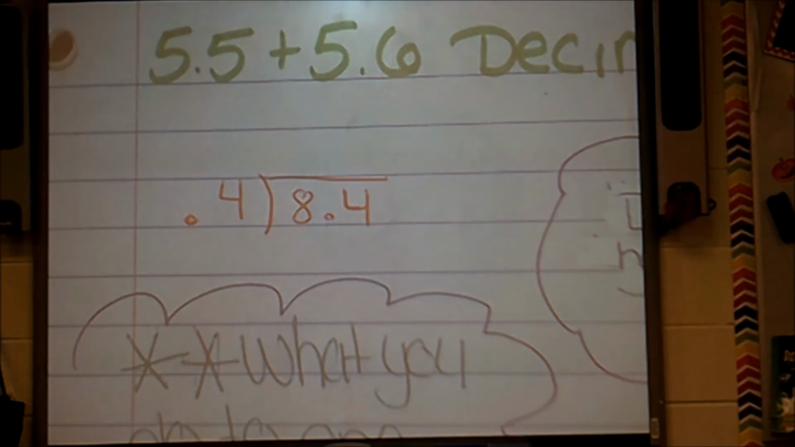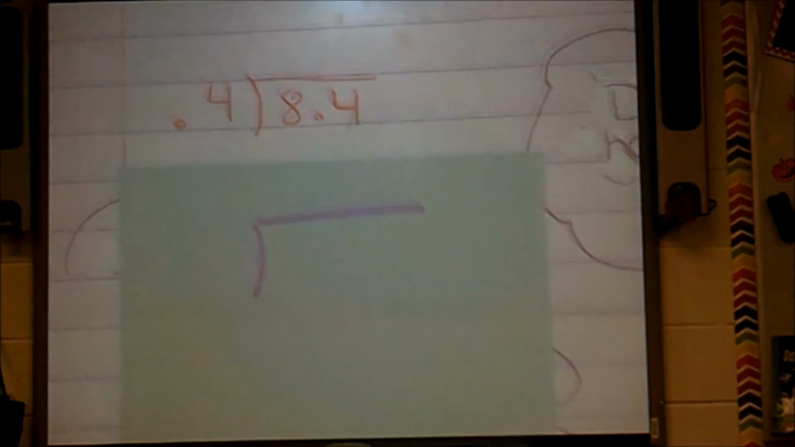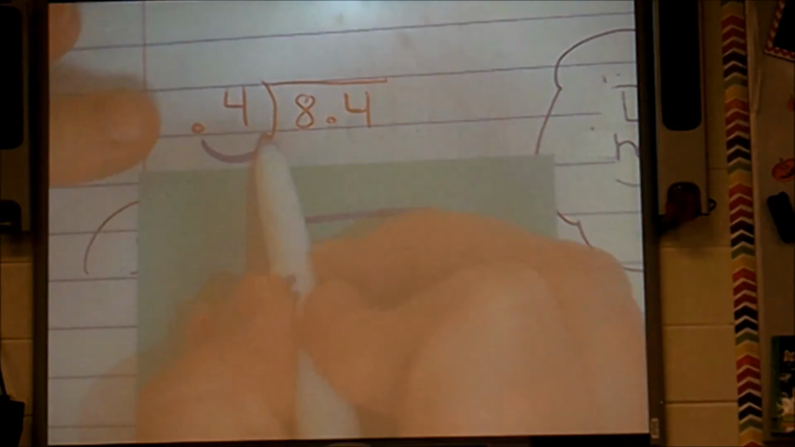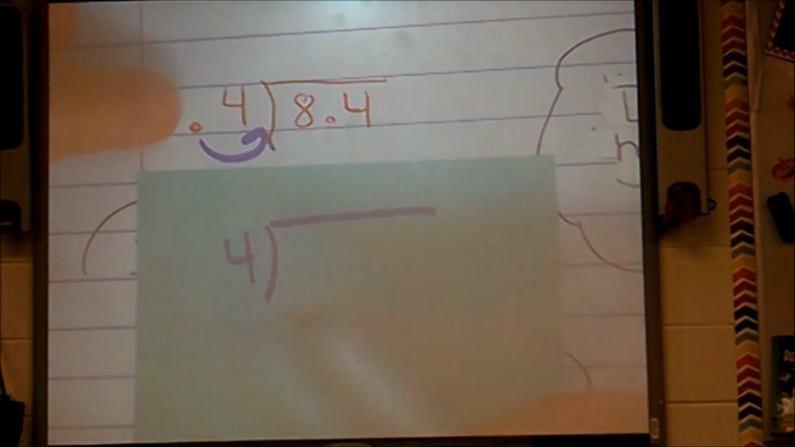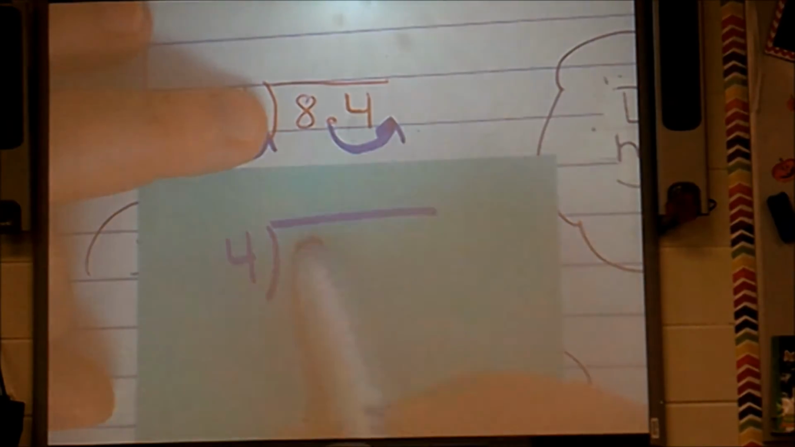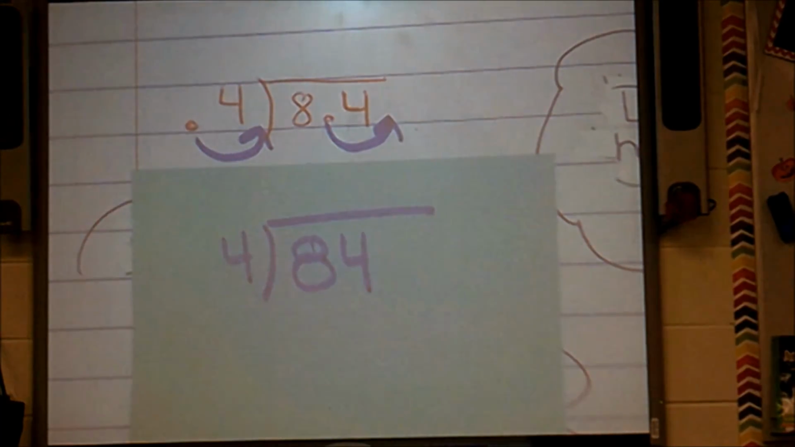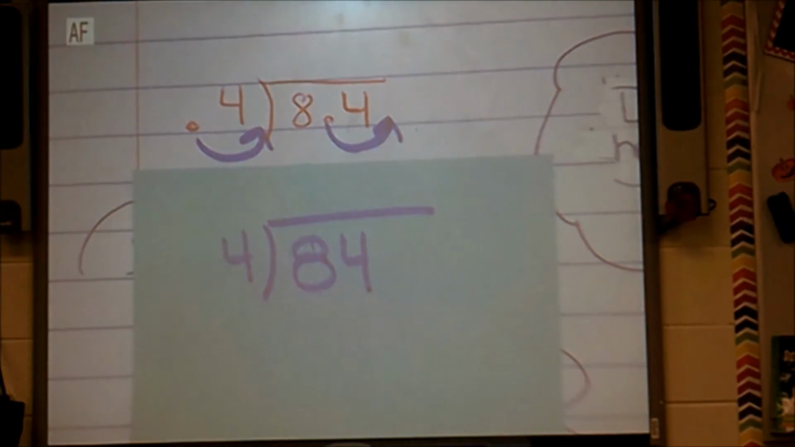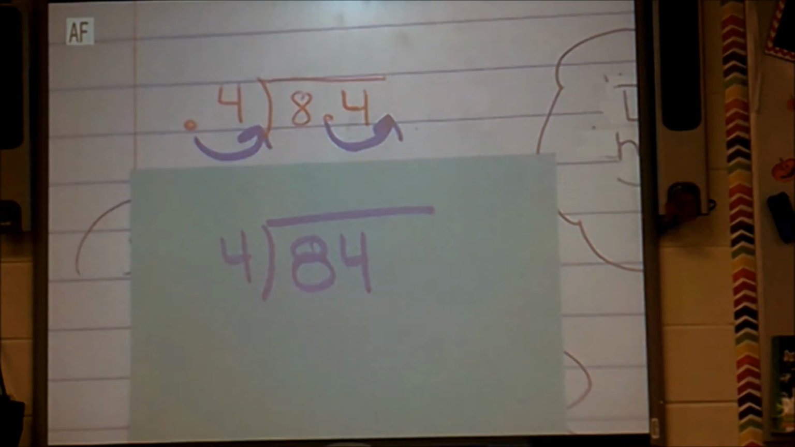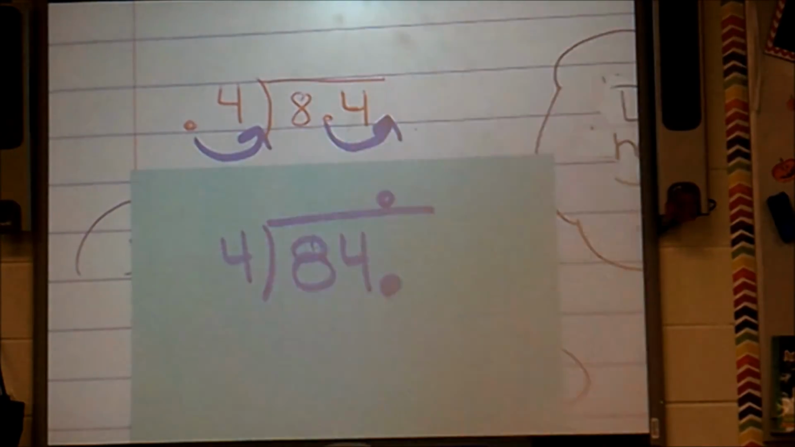So this problem needs to be rewritten again. One bump leaves this as 4. One bump leaves this as 84. Now this is a problem that I can divide. I can easily solve this problem. As you can see, my decimal is here, right? So if I want, I can UFO it straight up.